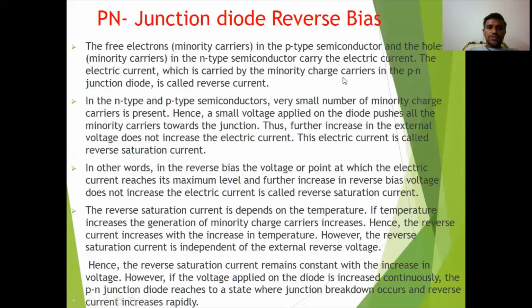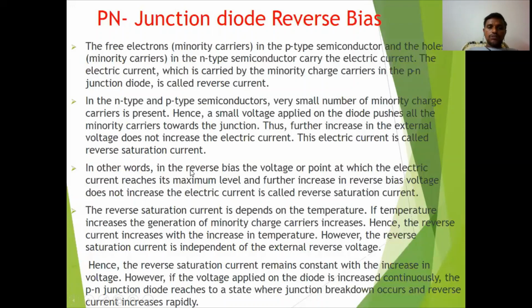That electric current which is carried by minority charge carriers in the p-n junction diode is called what? Reverse current or reverse saturation current. In the n-type and p-type semiconductor, a very small number of minority charge carriers is present. Hence, a small voltage applied on the diode pushes all the minority carriers towards the junction. The positive terminal repels the holes present in the n-type material, and the holes cross the junction and move into the p-type material. Similarly, the electrons will move. That current is called the reverse saturation current.